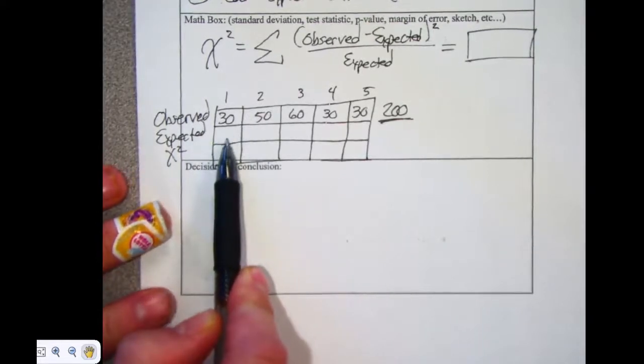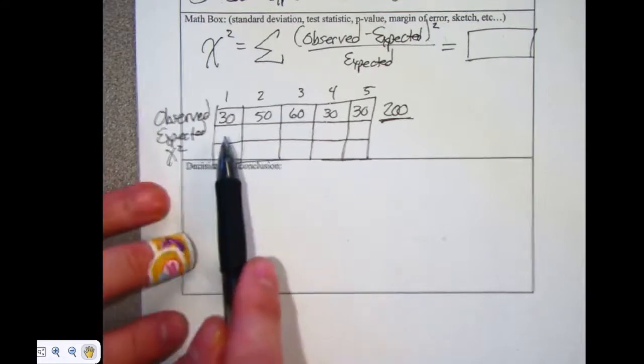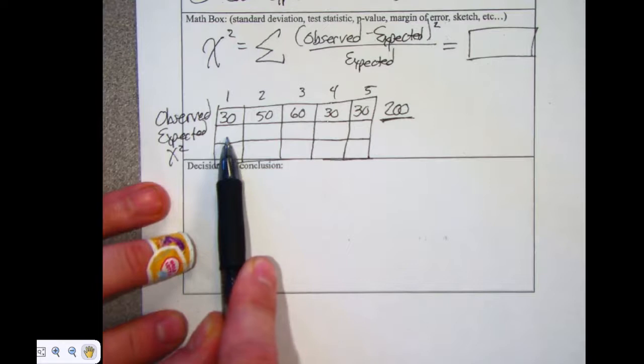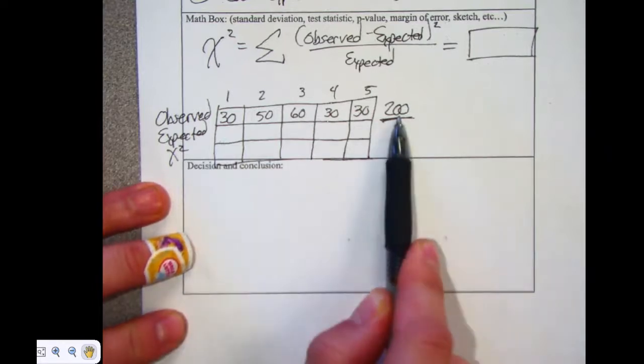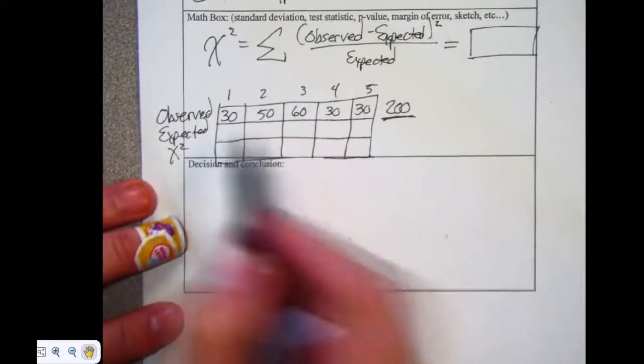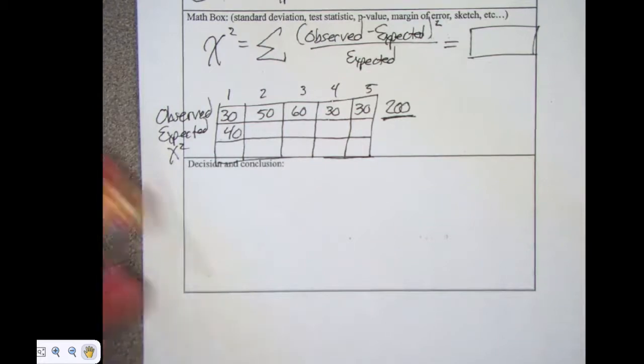The expected is the part where you actually start doing some math. So what percent of people would I expect to get 1? 20%. How many people are there? 200. So I'm going to multiply the 20% times the 200, and that's going to give me 40. I just want you to make sure you know where that number's coming from.